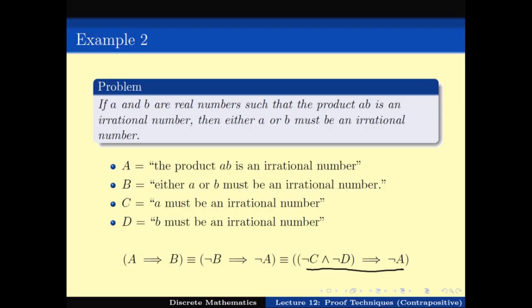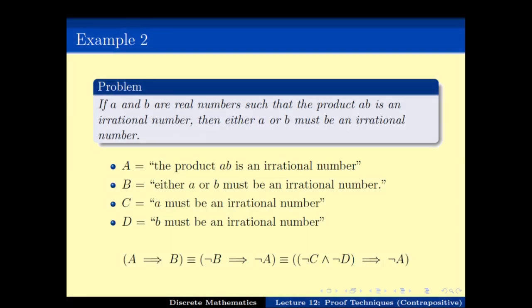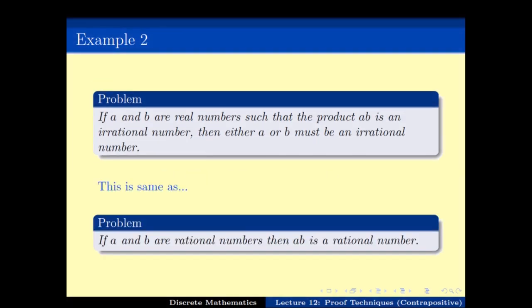This problem, which seemed a bit more complicated, at least initially, turns out to be the same as proving that if A is a rational number and B is a rational number, then AB is a rational number. So this is one of the problems. So the problem is the same as this particular statement: if A and B are rational numbers, then AB is a rational number. This is one of the problems that was assigned to you last week, and hence you should be able to now solve this problem yourself, complete the proof of it.